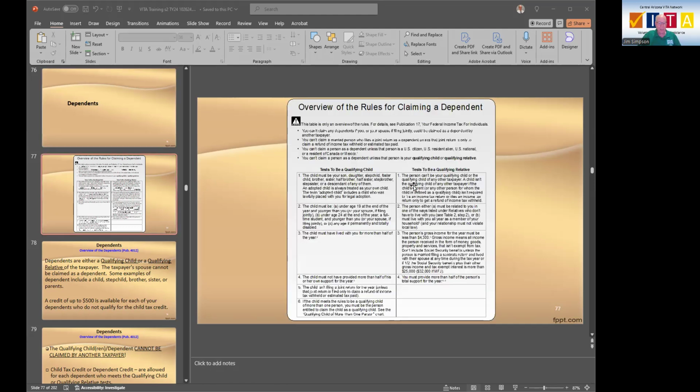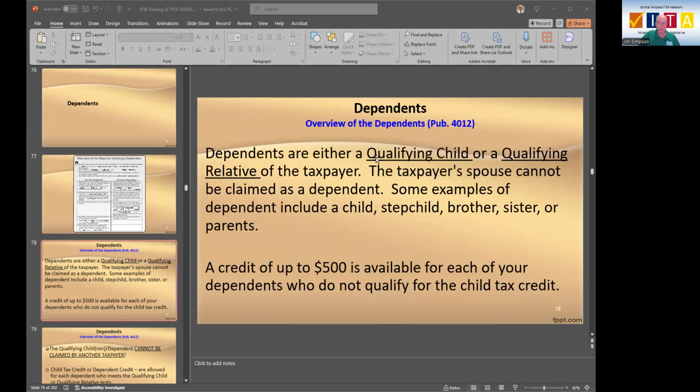So on C1 there's an overview of the rules for claiming a dependent. There are two classifications of dependent: a qualifying child and a qualifying relative. And hint, hint, they don't always have to be your relative. But these are the two buckets, if you will, that have different rules for each, and we're going to discuss the different rules. So, as I said, the dependent can either be a qualifying child or a qualifying relative.